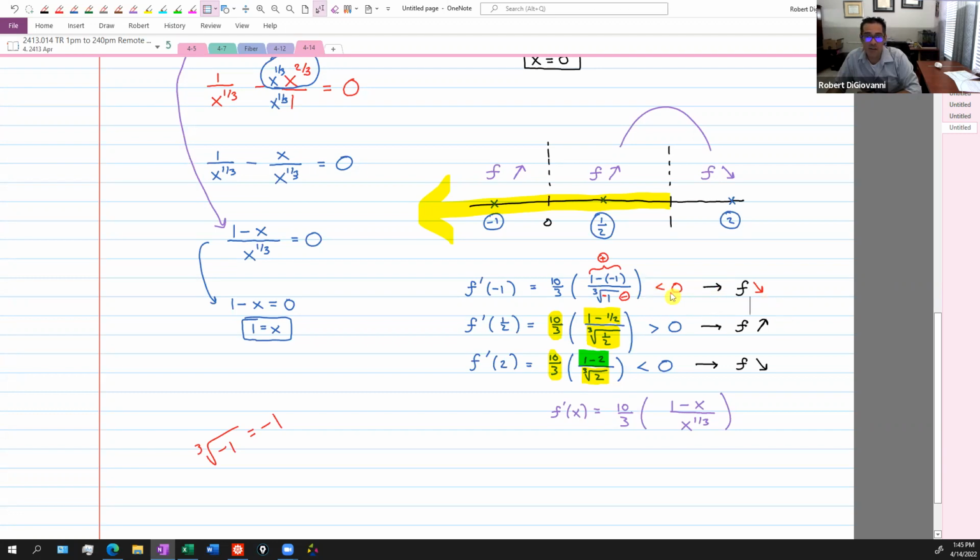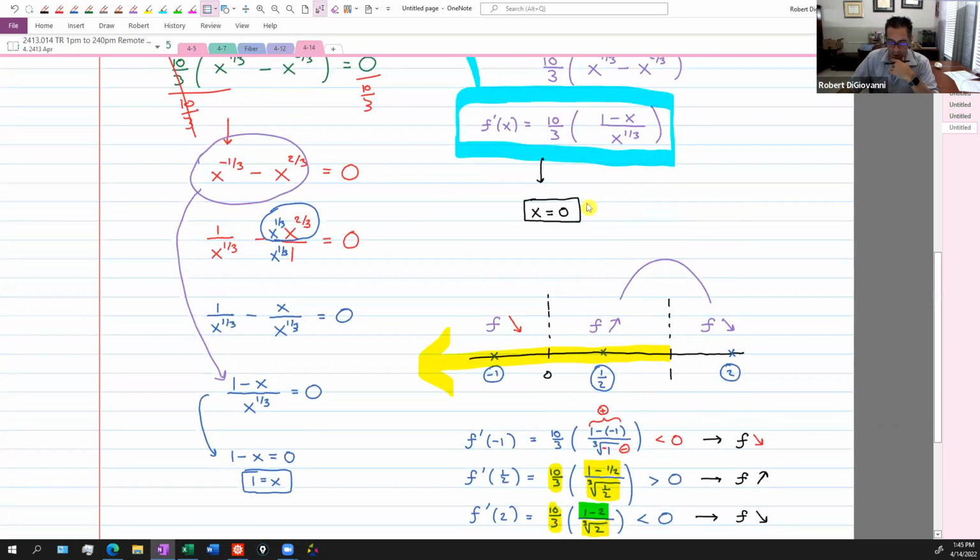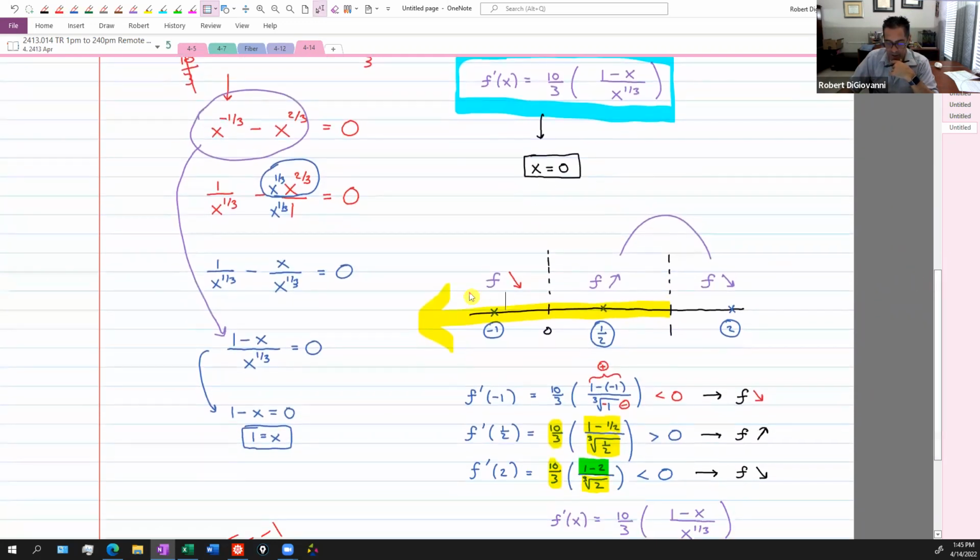Everyone seeing this? That changes this to down. That changes all our answers, doesn't it? Changes everything. I'm sorry, everyone. Got a little mistake, huh? Makes a big difference. We're going down, then up, then down. So we have a local max here at 1, but we have a local min at 0. And we also have to change the intervals where it goes up and down.